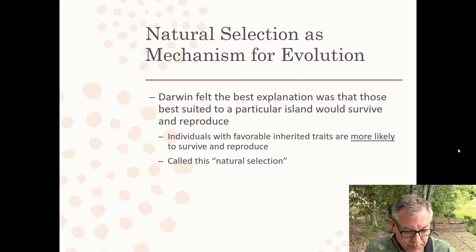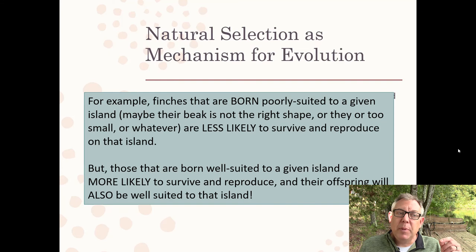And so finches that are born poorly suited to an island, maybe their beak is not quite the right shape, or they're too small, or whatever reason, they're less likely to survive, which means they're less likely to reproduce on that island. But those that were born well suited are more likely to survive and more likely to reproduce, and their offspring will also be well suited to that island. So again, natural selection always starts with variability. You've got a bunch of finches or whatever, and they're all a little bit different. If that's true, some of them have to be a little bit better suited to the environment than the others. It's just how it works.